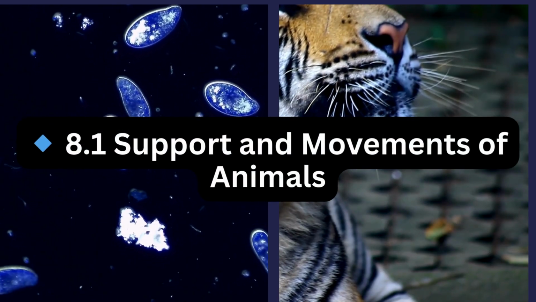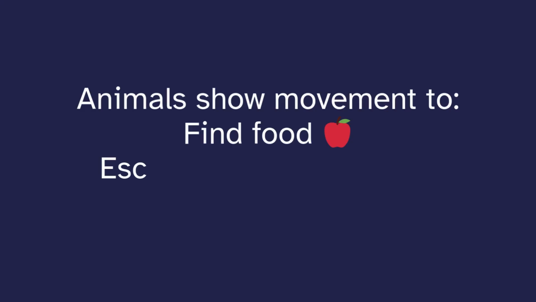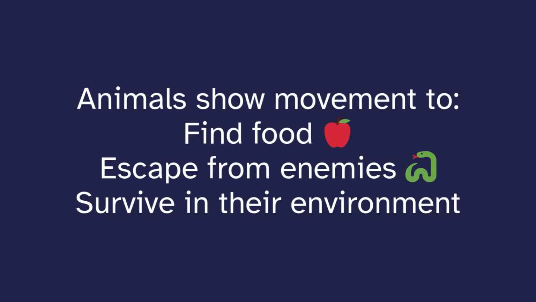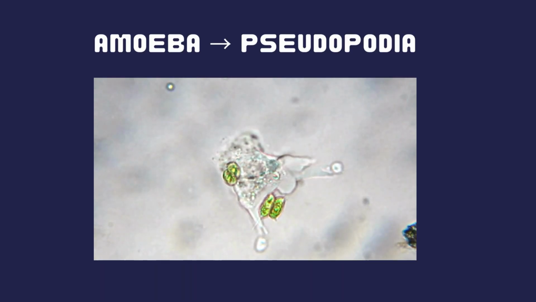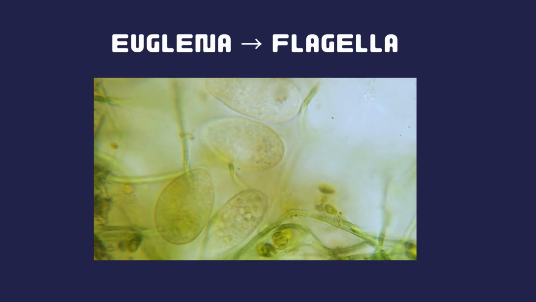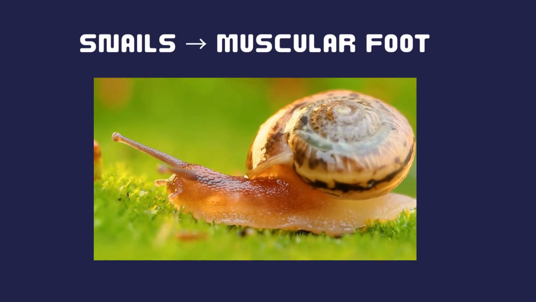8.1 Support and movements of animals. Animals show movement to find food, escape from enemies, and survive in their environment. Different animals use different locomotory structures. Amoeba uses pseudopodia, Paramecium uses cilia, Euglena uses flagella, and snails use a muscular foot.